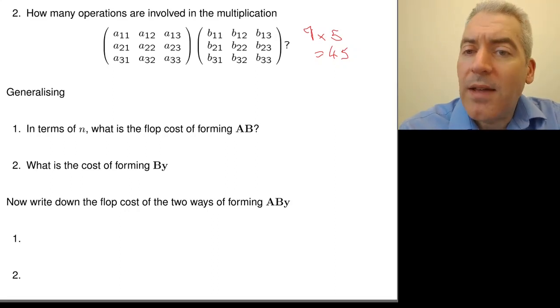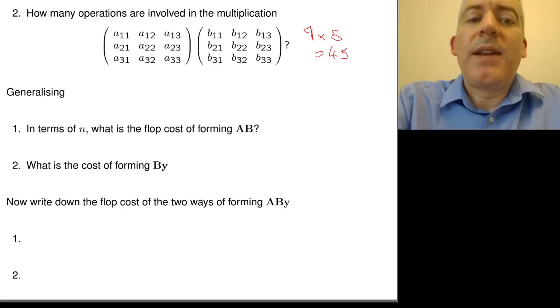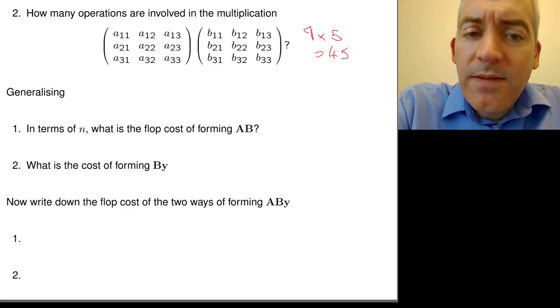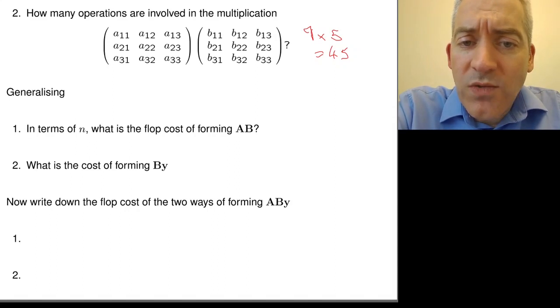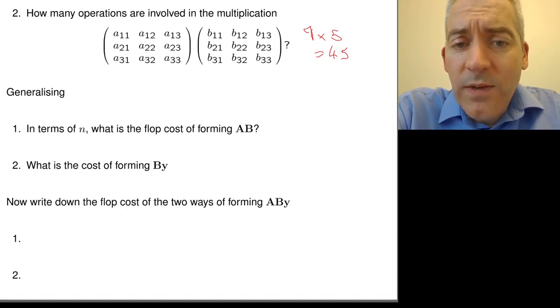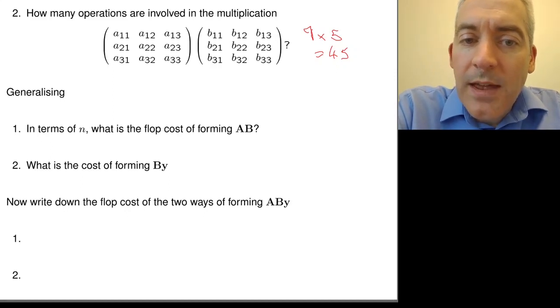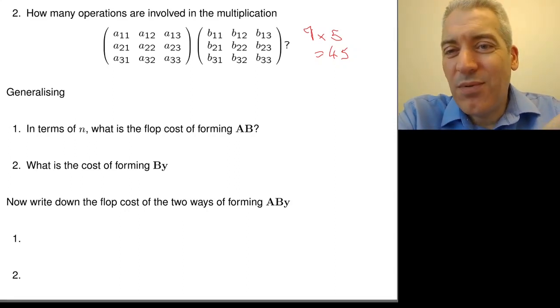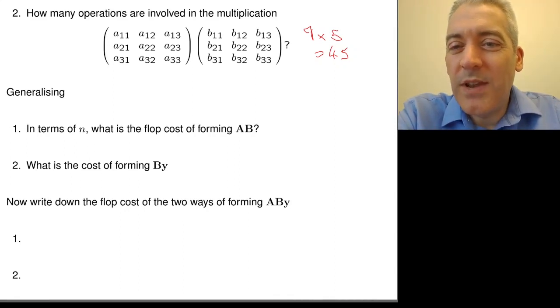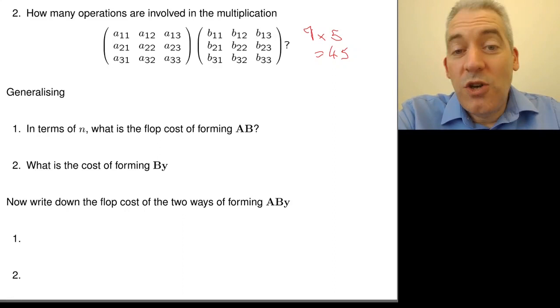So now let's think about this in terms of n. We know the basic principle now, so what about in terms of n? If we're dealing with n by n matrices and n-vectors, what are the costs? Let's start with the matrix product. For reasons we've just discussed, each element in the output involves n multiplications, and in principle probably only n minus 1 additions, but let's ignore the difference between n and n minus 1. So we're going to say each element in the output has 2n operations.